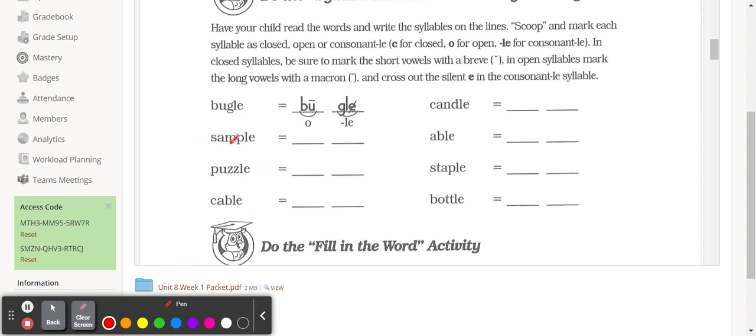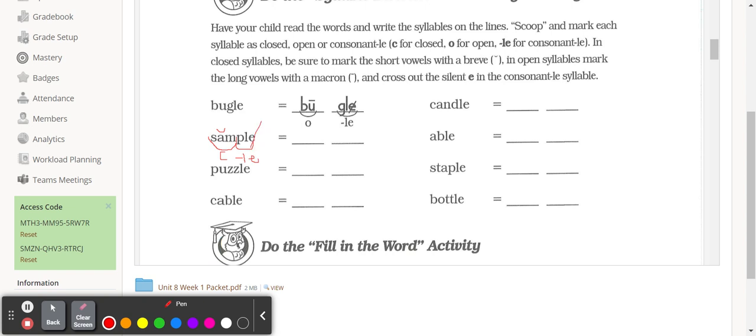I'm actually going to do my work. I'm not going to rewrite letters over here. I'm going to do my work here, but then you can just copy that over here on yours. Here we have the word sample. Sam is a closed syllable because we have this short vowel. And ple is a consonant LE, but you're going to cross off the silent E at the end, like so.